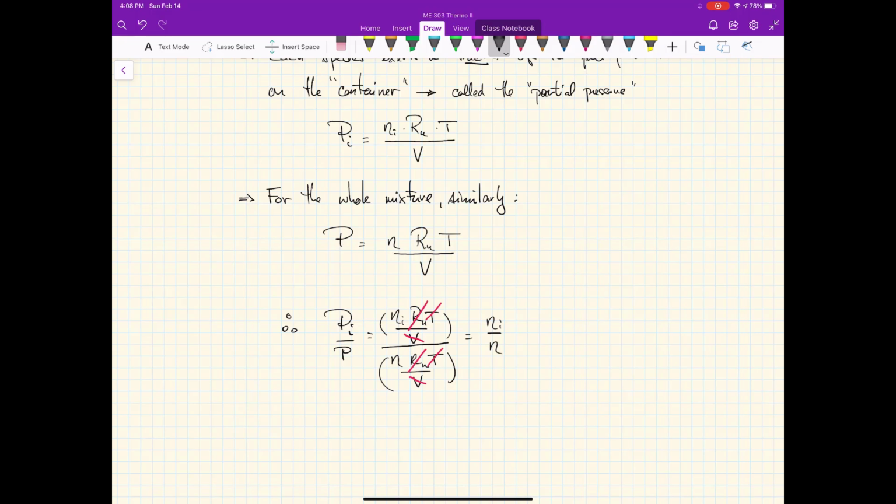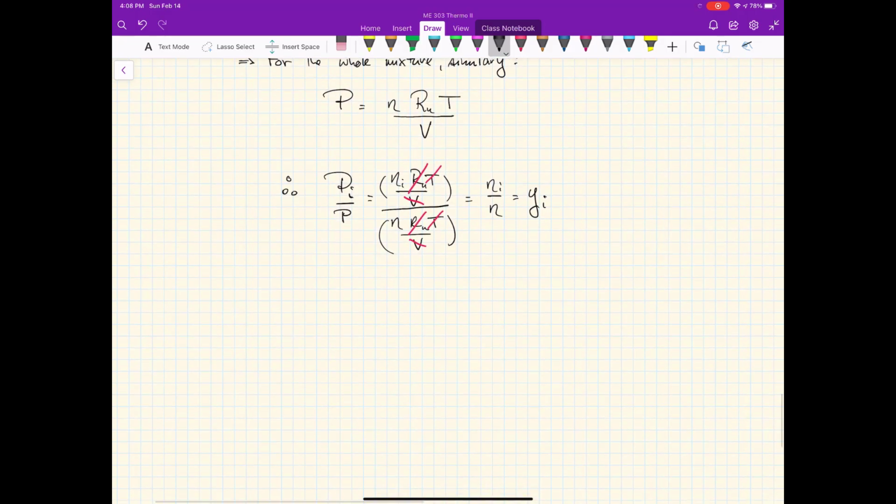Right, so if it's true for each individual ideal gas and the mixture is itself an ideal gas, then this must also be true, right? So if we divide those two expressions together, and bear in mind that the pressures again are in absolute units, as is the temperature, then what we're going to find is that the ratio of partial pressure to the total pressure must be equal to that top equation divided by the second one.